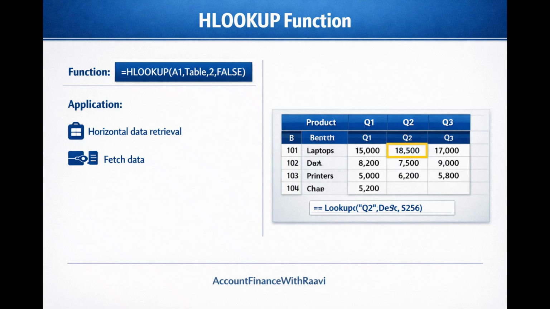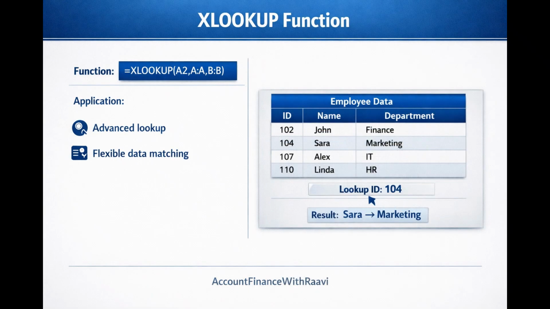And the next one is the XLOOKUP function. This is considered an advanced lookup. In addition to VLOOKUP and HLOOKUP, one of the major advanced Excel functions is XLOOKUP. This is for retrieving advanced data, and mainly XLOOKUP is used for flexible data matching. Here you can go with vertically, horizontally.